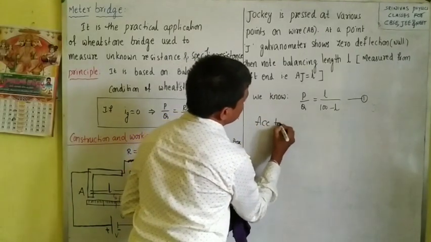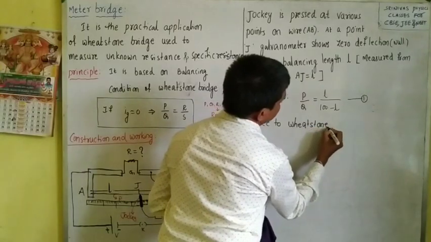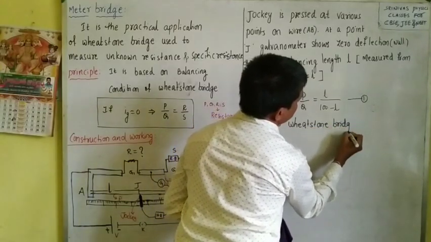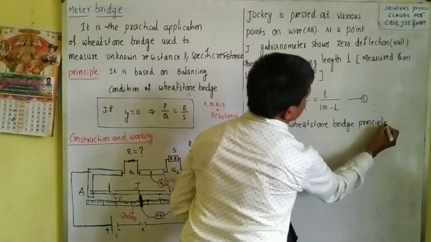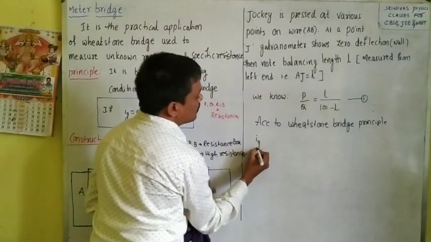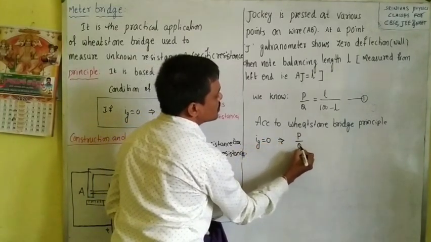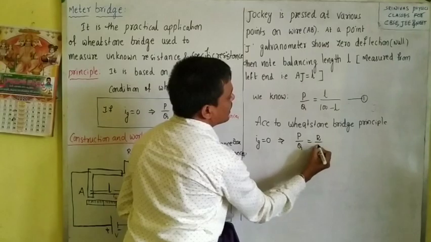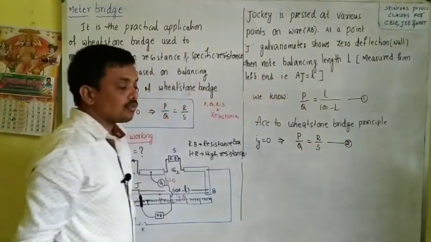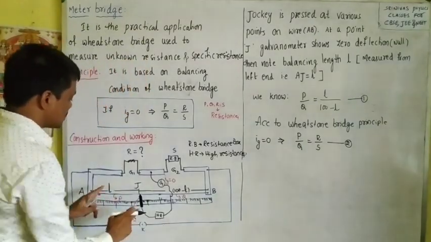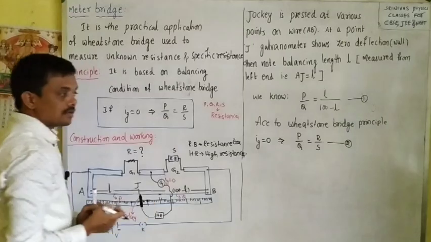According to the Wheatstone bridge principle, what is the principle? When the current through the galvanometer is 0, we write P by Q is equal to R by S. This is equation 2. Now from equation 1 and 2, this is P, this is Q, this is R, this is S. P by Q equal to R by S.